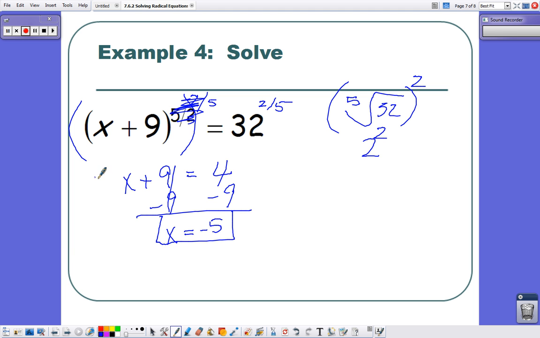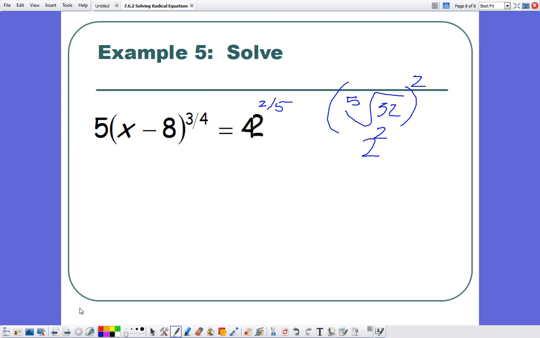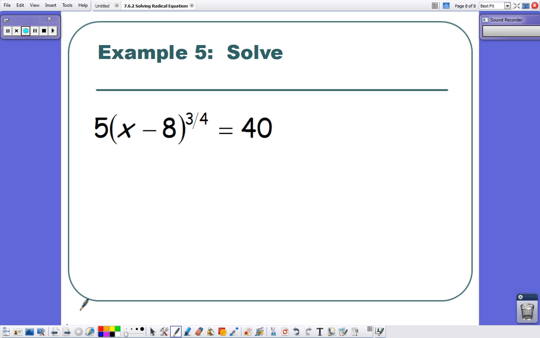All right, the next example, example number 4. This is the last and final example. First question, just like always: what is being raised to the 3/4 power? Since there's parentheses, the x minus 8 is being raised to the 3/4 power. Before we start, we've got to get rid of the 5. So the 5s cancel. Divide by 5. I get x minus 8 raised to the 3/4 power equals 40 divided by 5, which gives me 8.